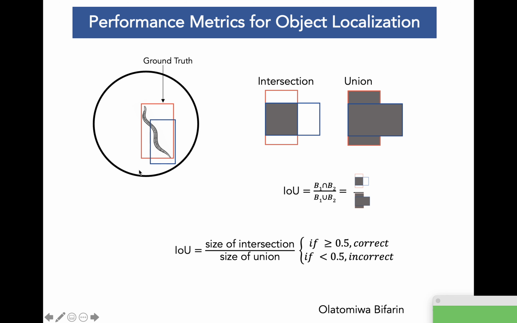For folks who don't know what IOU is, essentially it's the size of the intersection. So you have the ground truth, you have the prediction, and the IOU gives us the size of the intersection divided by the size of the union. And of course, the closer to one that is, the more predictive or accurate the segmentation is.